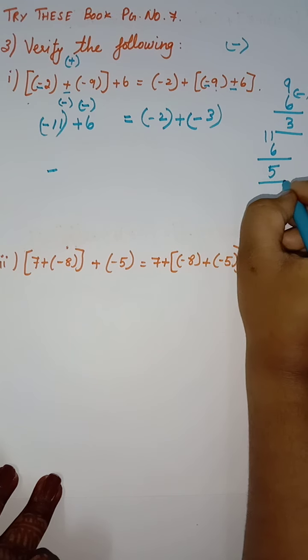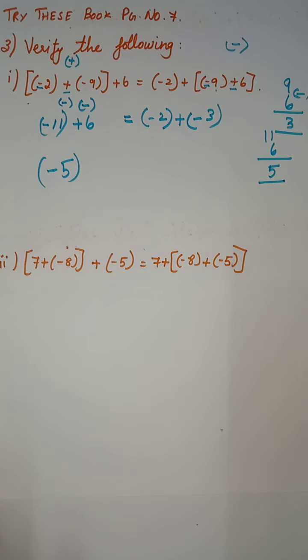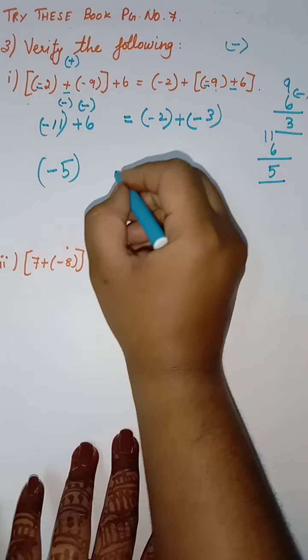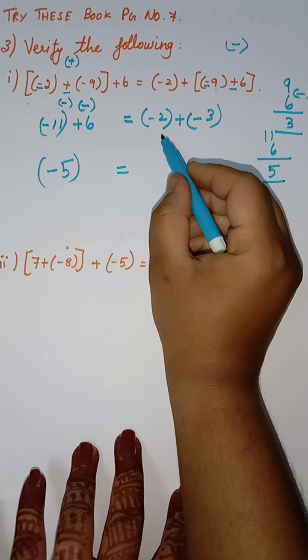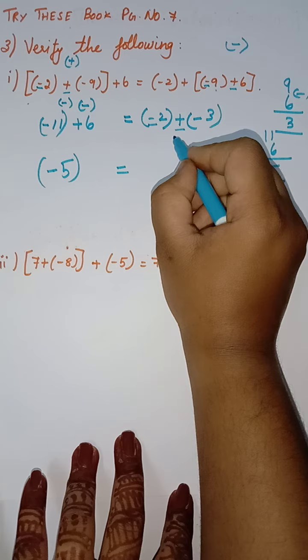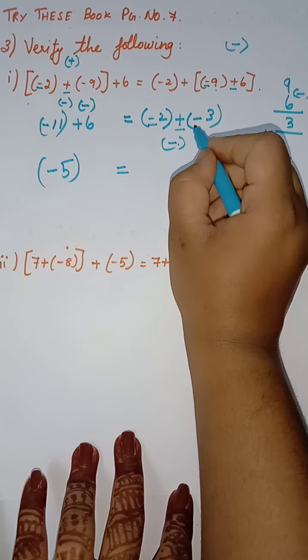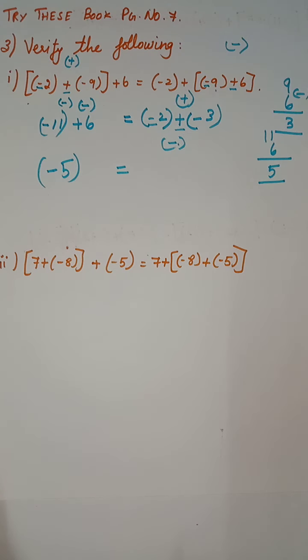It will be 5, so here minus 5. This side it is minus 5, and this side we are going to check now. So here equal to, there are three symbols, so first we have to check two symbols. Here it is minus, plus. Minus into plus is minus, minus into minus is plus. So we are going to add the two numbers.